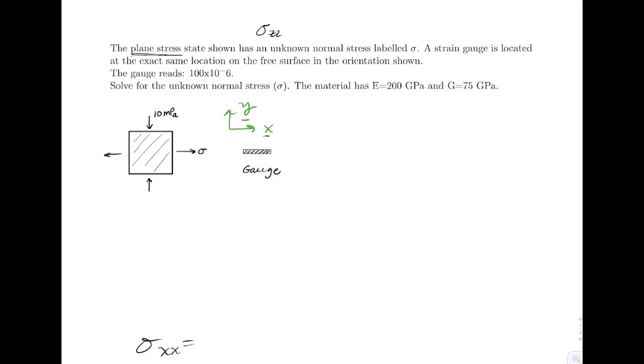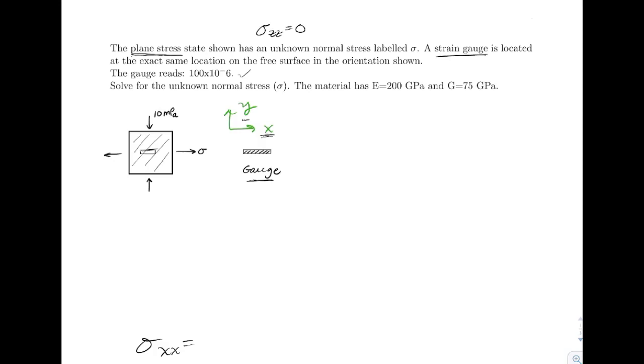So in a plane stress problem, where Z is the axis that would be perpendicular to that face, sigma ZZ is equal to 0. And by a plane stress problem, we can put a strain gauge on that free surface and take a reading. So you see a strain gauge is located right at that point, and it's going to be in the X direction, and it has a certain reading, 100 microns.